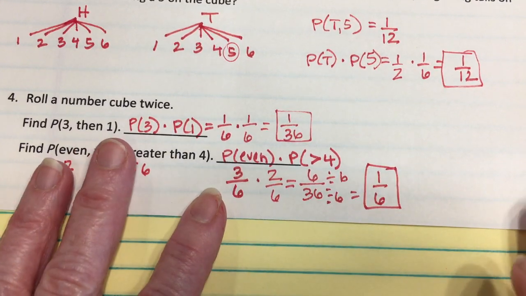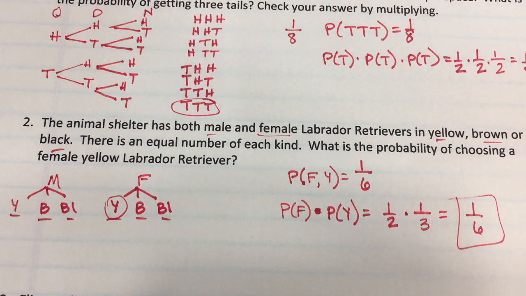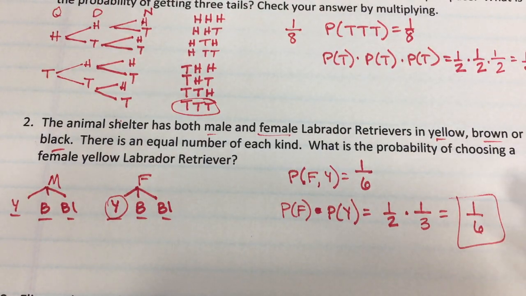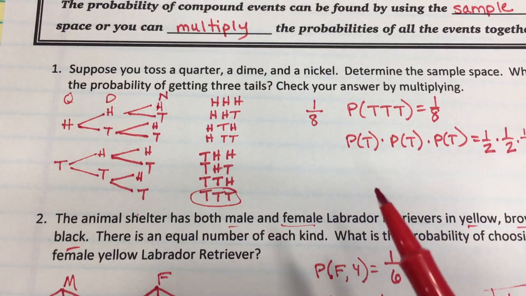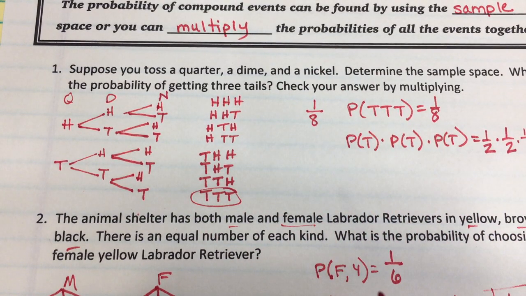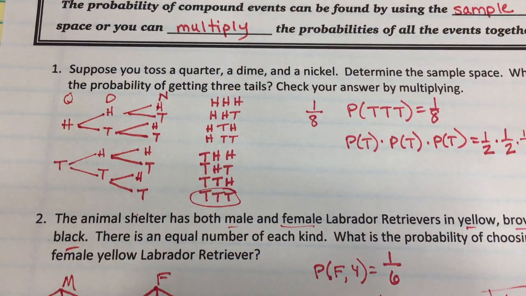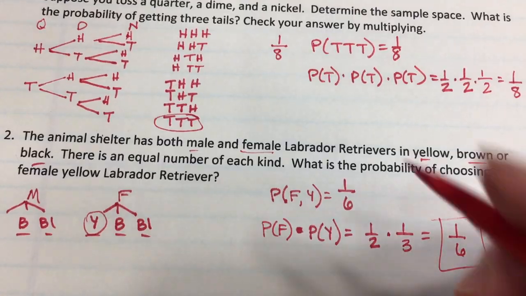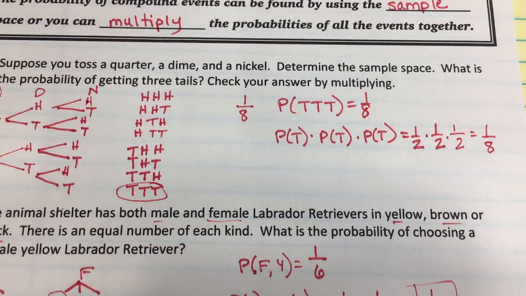So this is the probability of compound events. Compound events are when more than one thing happens, or you have something repeatedly happening. Again, you can make a sample space, a list, or a tree diagram, and then just find the probability based on how many times it happened compared to how many different possibilities there were. Or you can multiply. Just find the probability of each individual thing happening and then multiply them together.